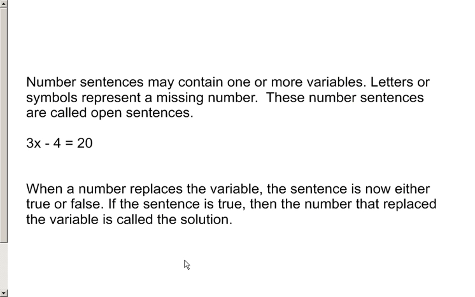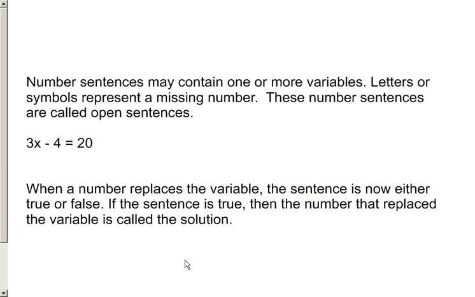So we talked about number sentences in the last lesson. Number sentences can contain one variable or more than one variable. We know that variables are represented by letters or symbols, and those letters or symbols represent a missing number, and we usually have to solve to find out what that missing number is.